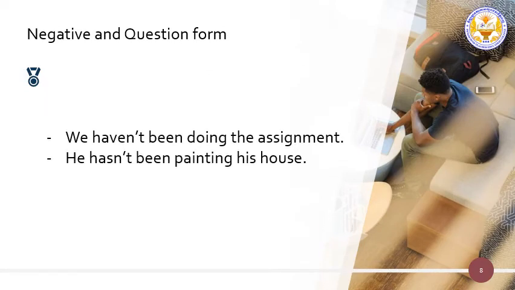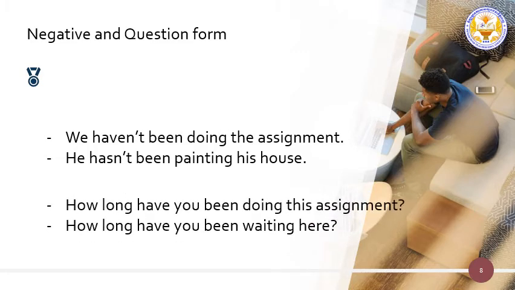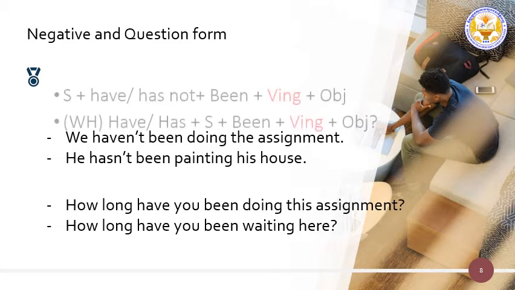Okay, so look at the sentences below. We haven't been doing the assignment. He hasn't been painting his house. So in order to create the negative form of the present perfect continuous tense, we just add "not" to have or has, right? And the question form, similarly, we just move have or has, because have or has is an auxiliary verb. So just move it to the front, and you can put a question word in front.